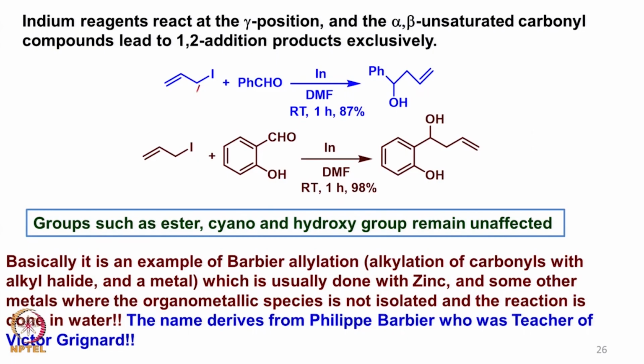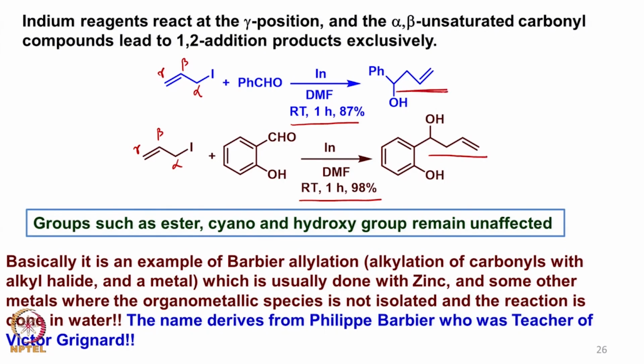Here you have alpha, beta and gamma positions. So the reaction occurs at the gamma position basically, and it can react with aldehyde in the presence of DMF, and it takes only 1 hour. The reaction is very fast, and you can also carry out such reactions in aqueous medium, and the corresponding homoallyl alcohol is obtained.